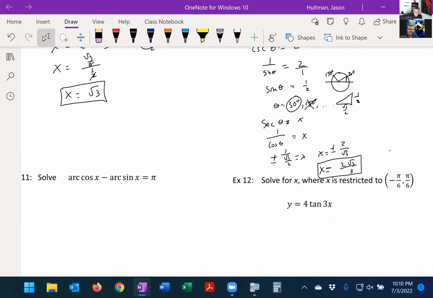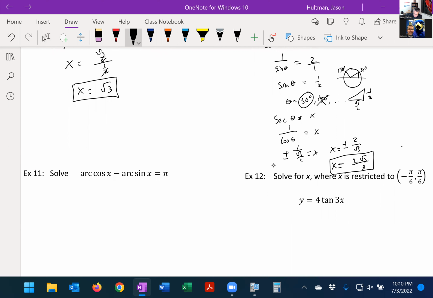Okay, let's go on to the next one. Arc cosine of x minus arc sine of x is equal to pi. So inverse cosine of x minus inverse sine of x is equal to pi. I'm going to let the inverse sine be equal to theta. So the sine of theta is equal to x. That tells me that the inverse cosine of x minus theta is equal to pi.